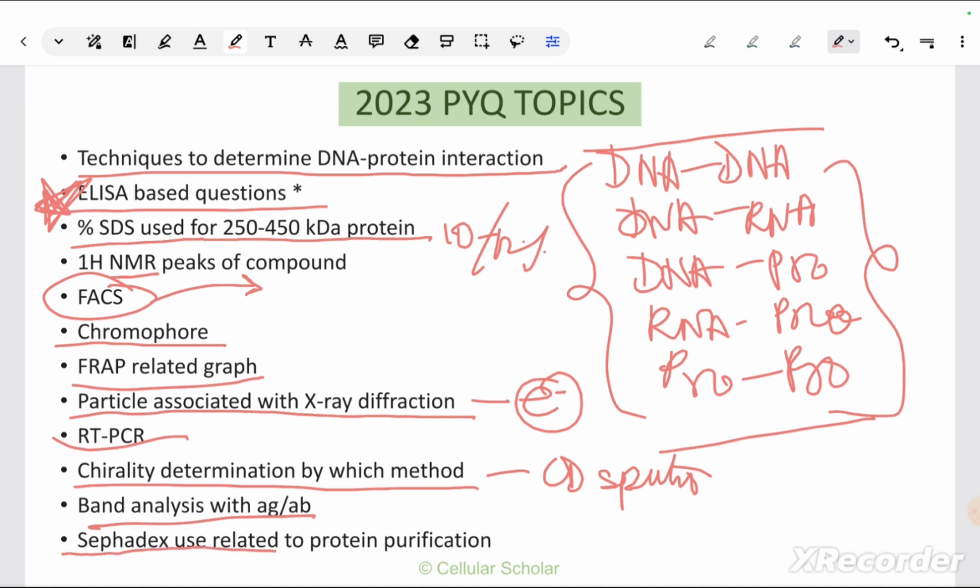Sephadex use related to protein purification. Basically, it is used in chromatography, and especially in ion exchange as well as gel filtration chromatography. So study chromatography as well, and what are the anionic and cationic exchangers which are involved, that you should know.